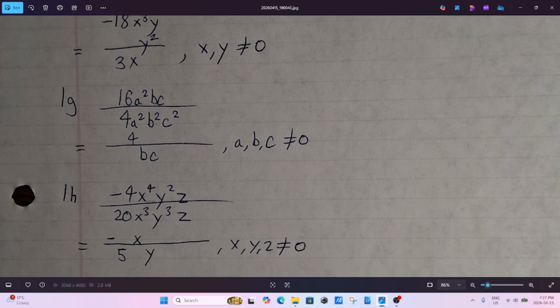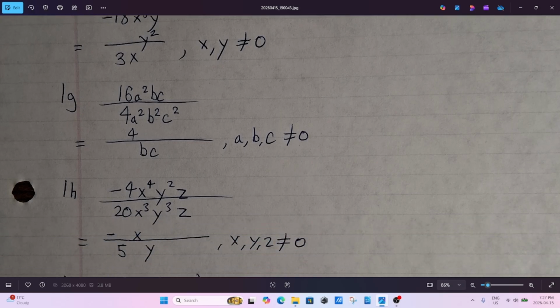1g: 16a squared bc divided by 4a squared b squared c squared. 16 divided by 4 is 4, so we have a 4. The a squared cancel. 1b left, 1c left on the bottom. a, b, c cannot be 0.